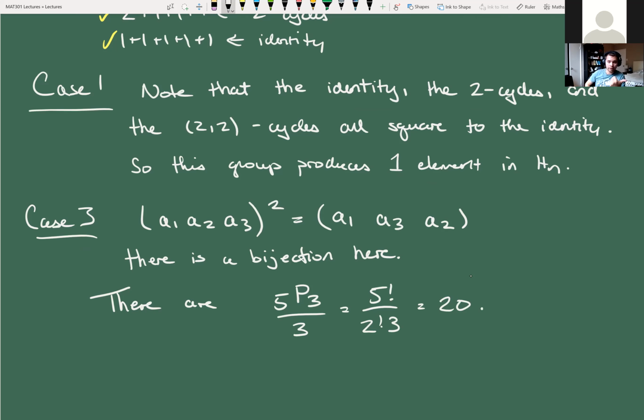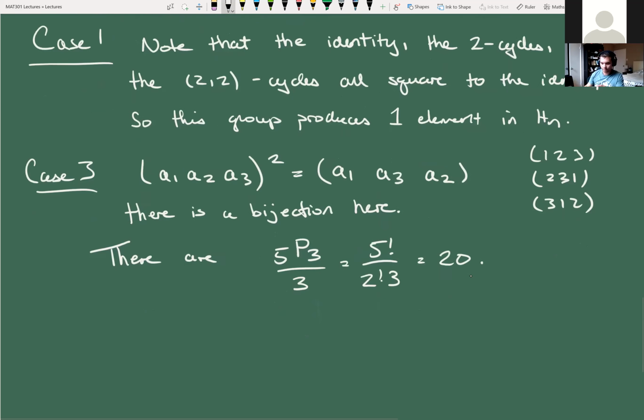Right? 5 pick 3, because you've got 5 numbers to choose from in S5. You're going to pick 3 of them. The order of them matters. But once you've picked them, cyclic, writing 1, 2, 3, 2, 3, 1, and 3, 1, 2 are all the same. So we're going to divide by 3 to get the total number, right? So there's 20 of them.